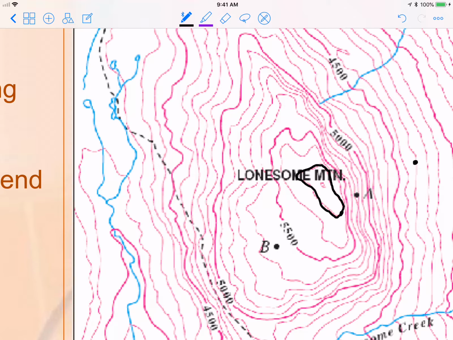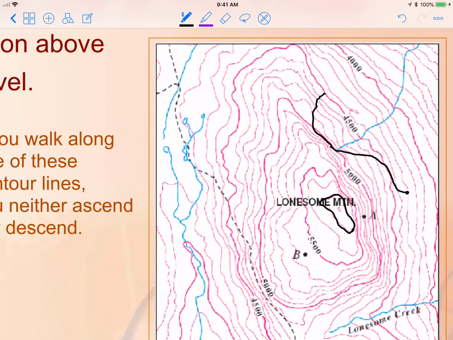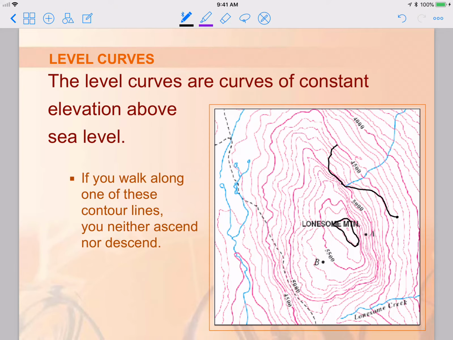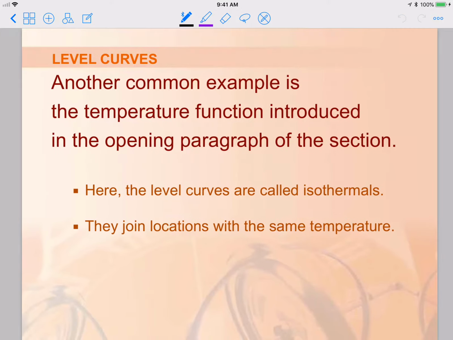However, if you start here and you go up here, now you've increased your elevation. See, because now you're at 4,500, 4,600, 4,700, 4,800, 4,900, 5,000. And then you stay at 5,000. And then if you want to go downhill, okay, 4,900, 4,800, 4,700, 4,600, 4,500. Do you see? So staying along the same contour line means keeping constant elevation, okay?